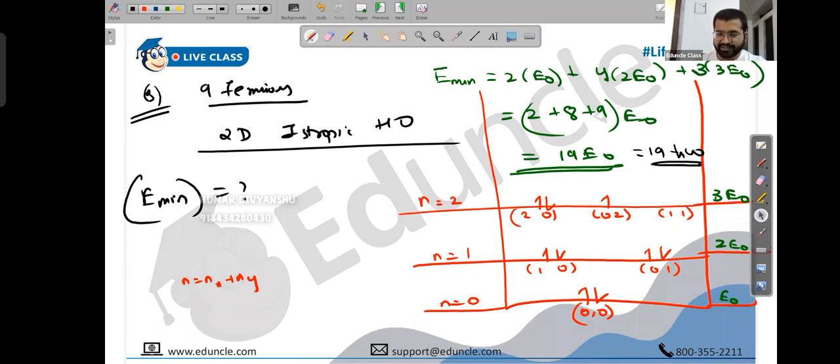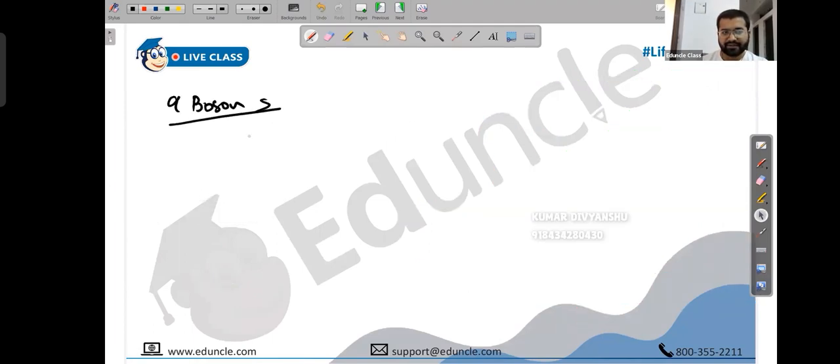3 by 2 h cut omega. You have to get that. Yes. So 9 bosons. Answer will be 9 E naught. Okay. 9 bosons. Same question. Answer will be 9 E naught, or you can write 9 h cut omega. So let's try for 9 spinless fermions.